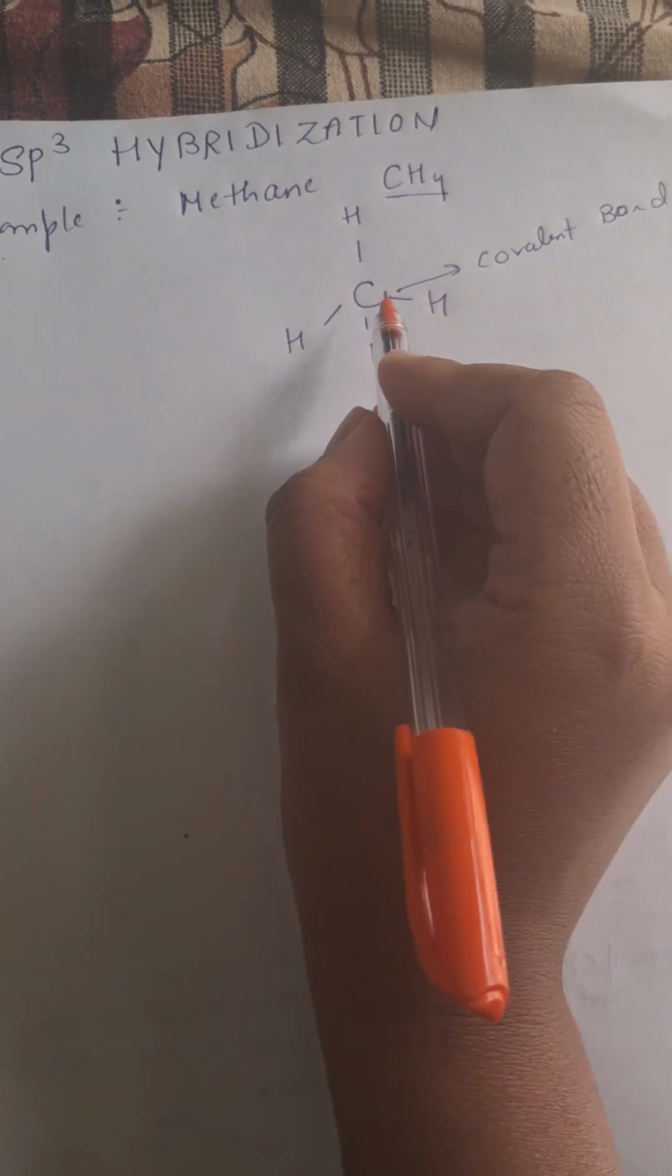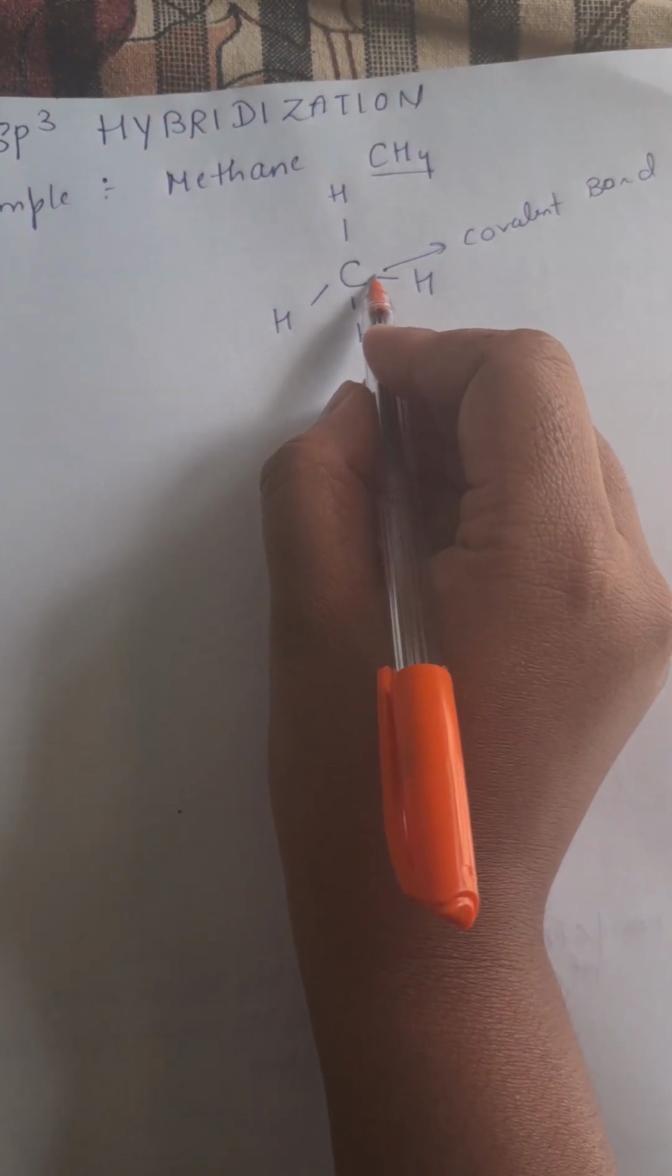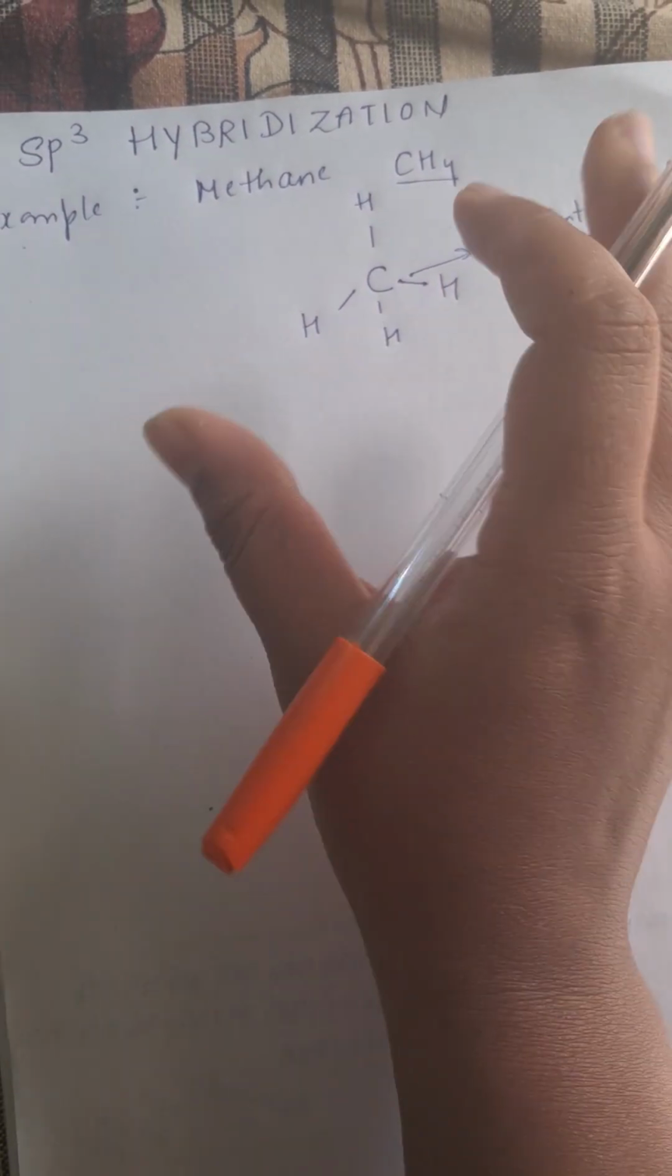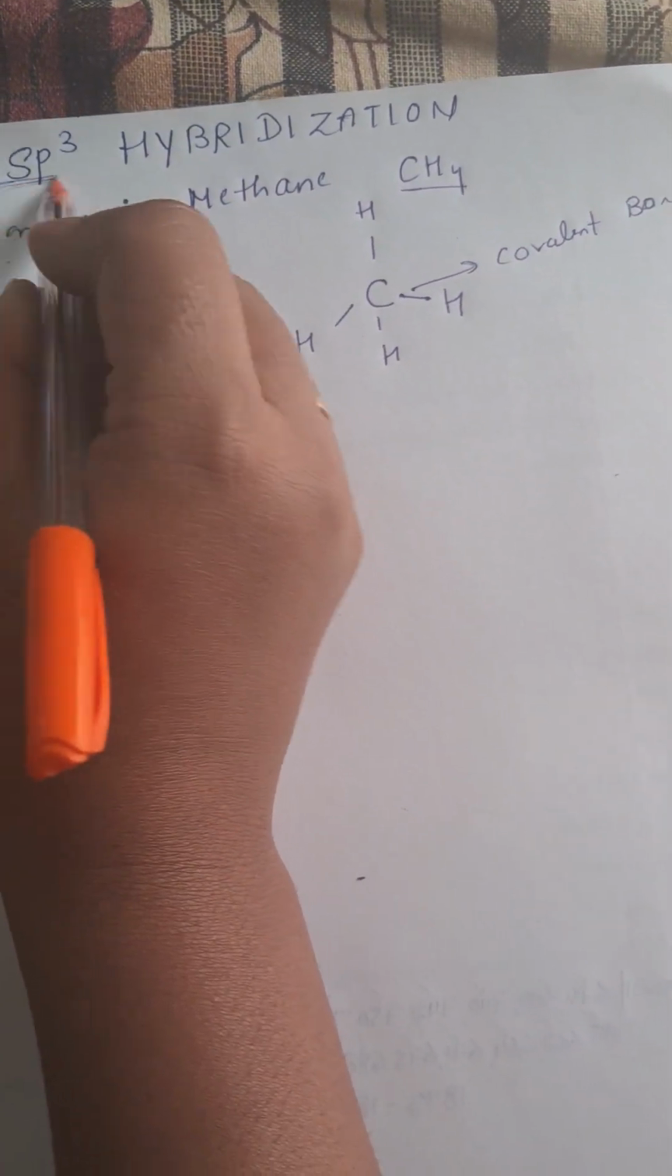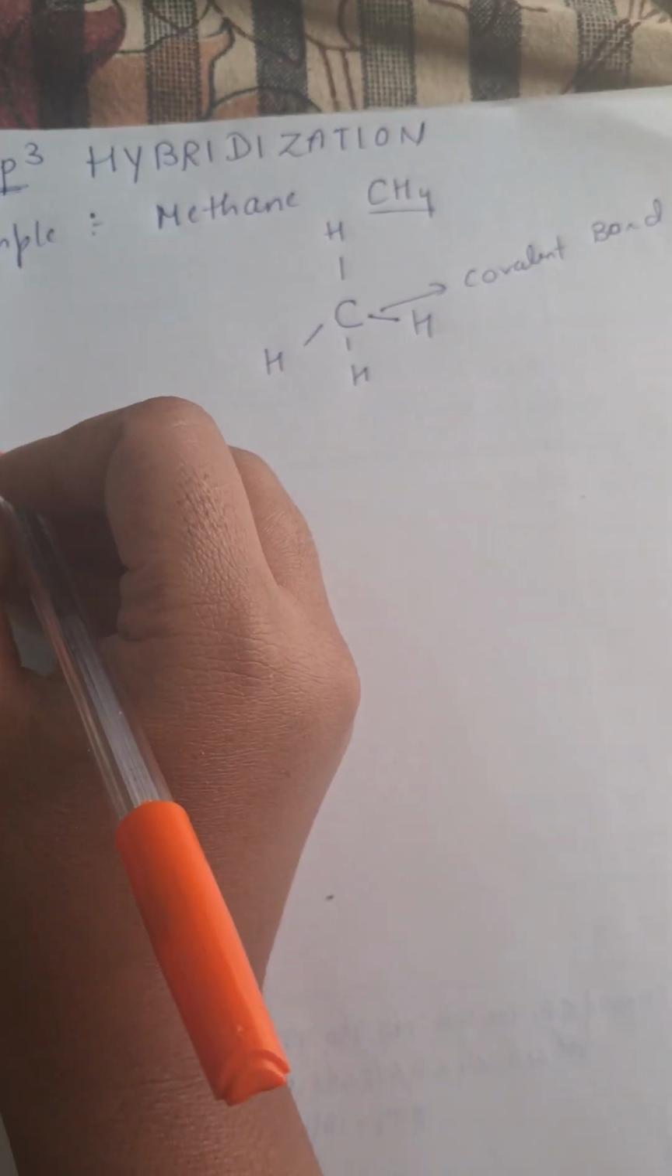As we already know, a covalent bond is formed by sharing electrons. So a bond has been formed by sharing the electrons between the carbon and hydrogen. Here we will mainly be discussing hybridization: how sp3 hybridization creates this particular structure, methane, and what the bond angle is, all that we'll learn in detail. So now let's get into the topic.